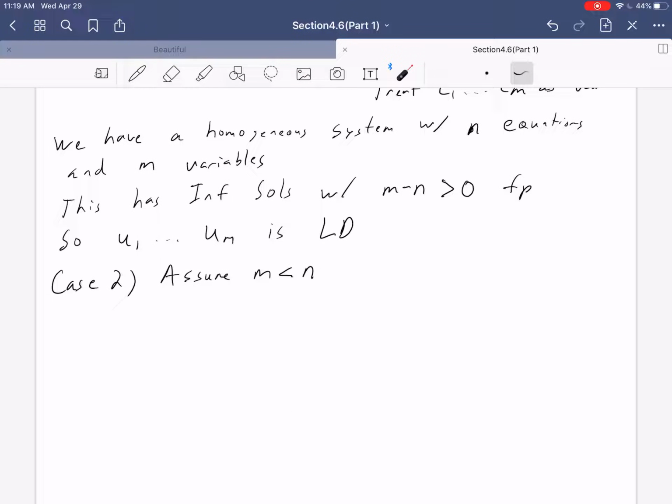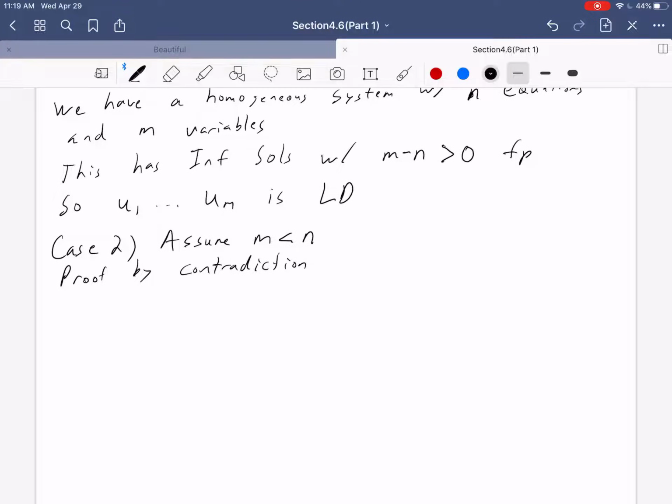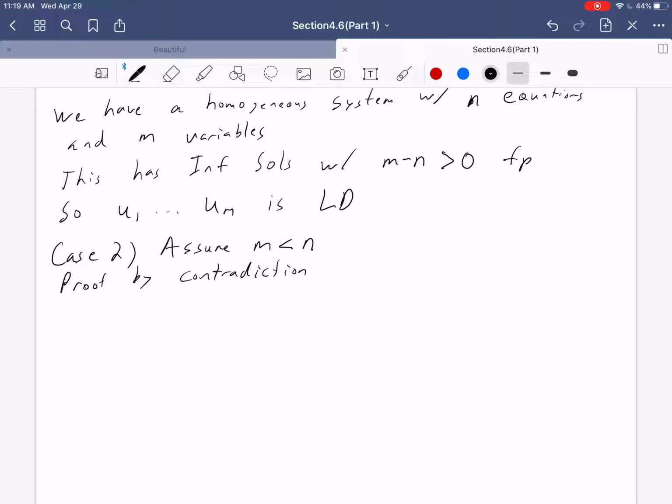So let's go ahead and do that. And I apologize for some of the background noise, but we're just going to have to power through here. So let's go ahead and assume m is less than n and try to show this. To do this, we're going to do a proof by contradiction. For this proof by contradiction, we're going to assume u1 through um is a basis.